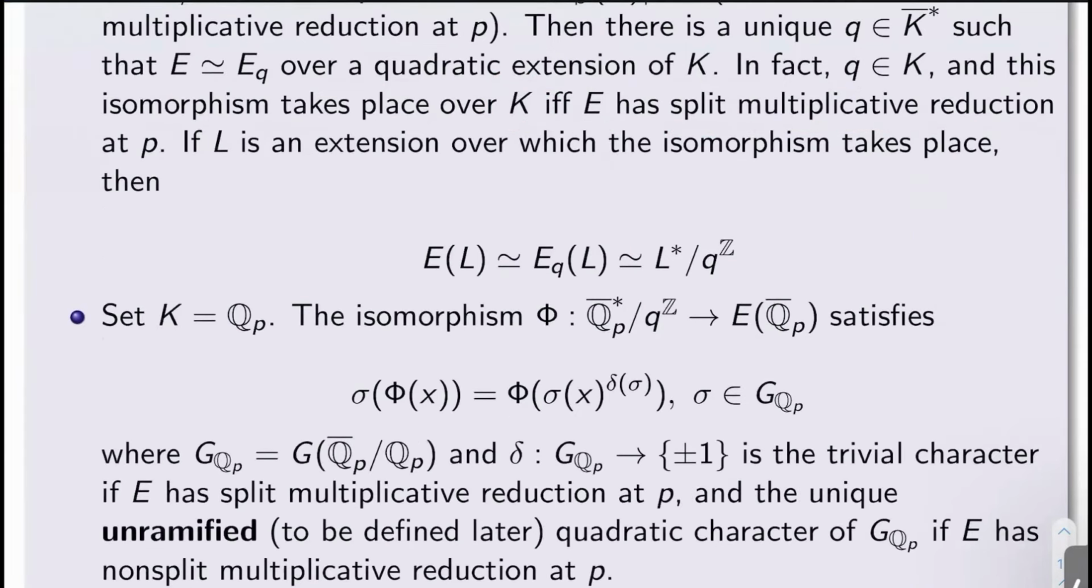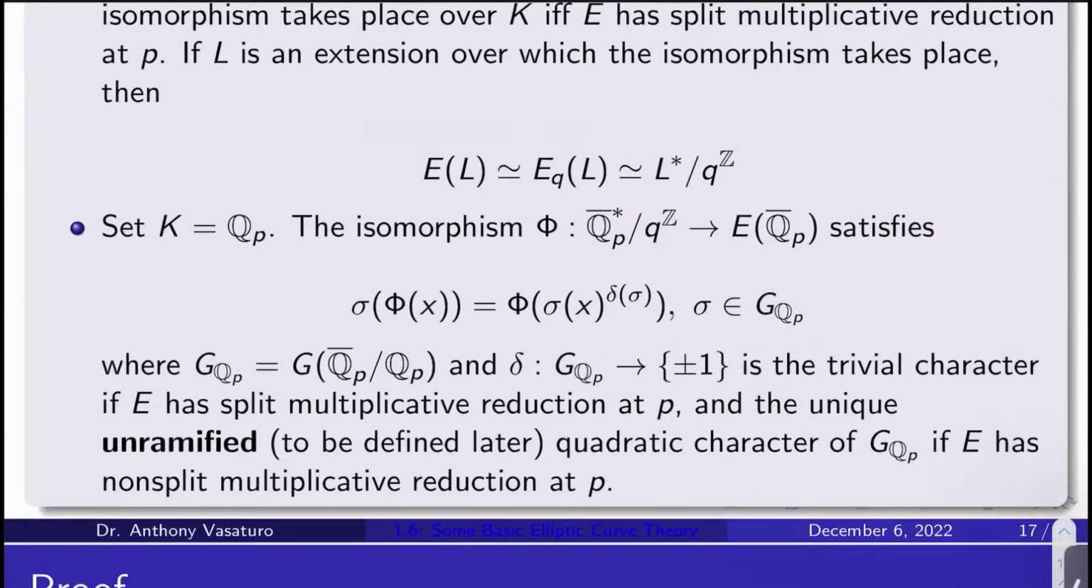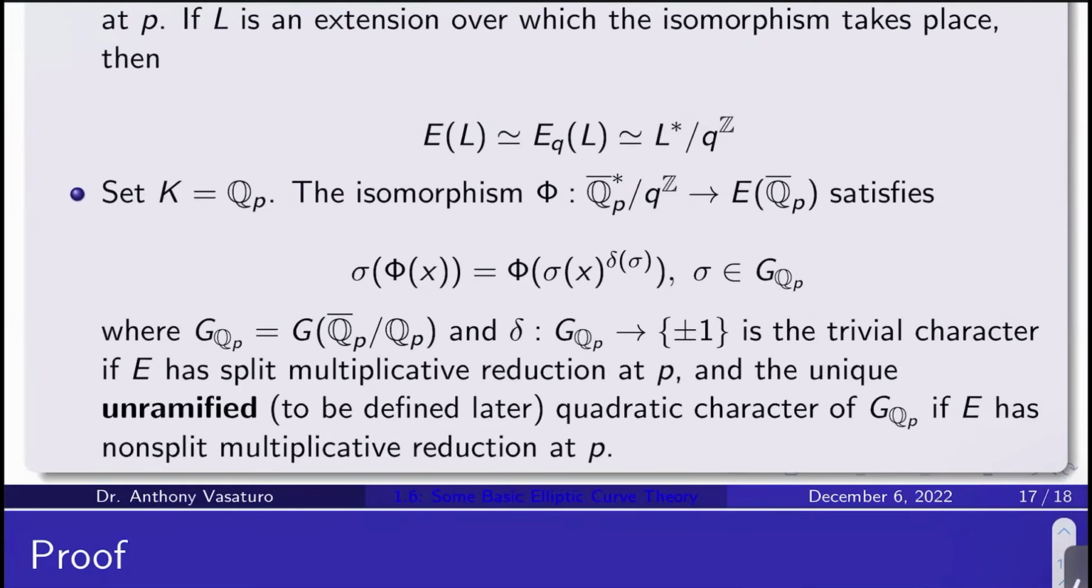If L is an extension over which this isomorphism does take place, then E of L is isomorphic to E_q of L, and that's isomorphic to L star mod q to the Z. So this is not surprising at all, just based on what we talked about already, but let's write it to be complete. Okay, now let's simplify. Let's let K actually be the p-adic numbers. Okay, we have this isomorphism, phi, right? From Q_p bar star mod q to the Z to the Q_p bar points of E.